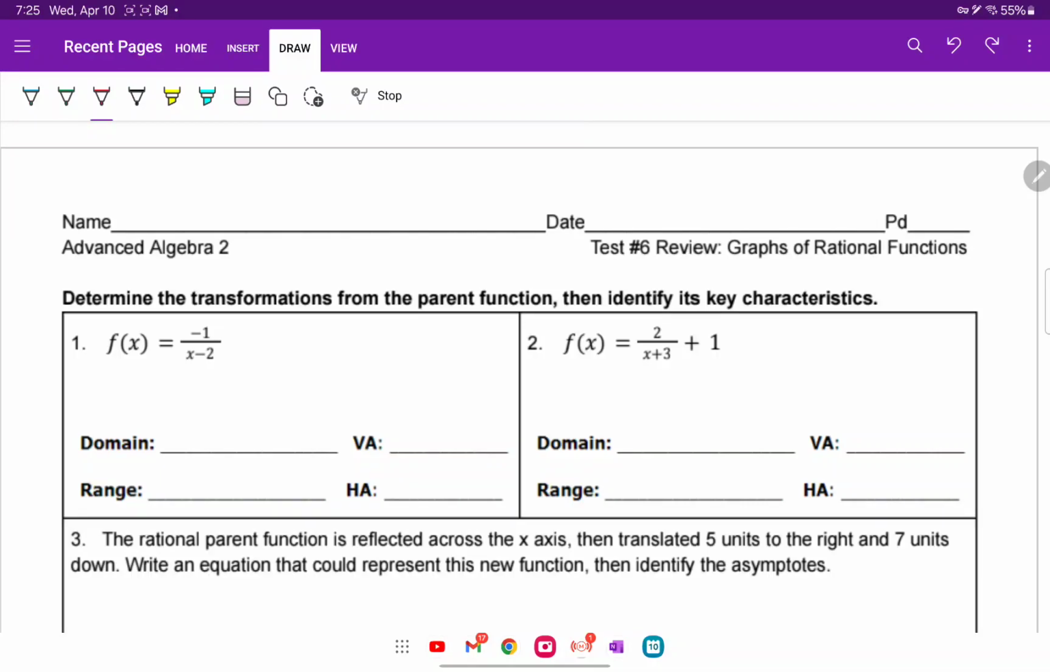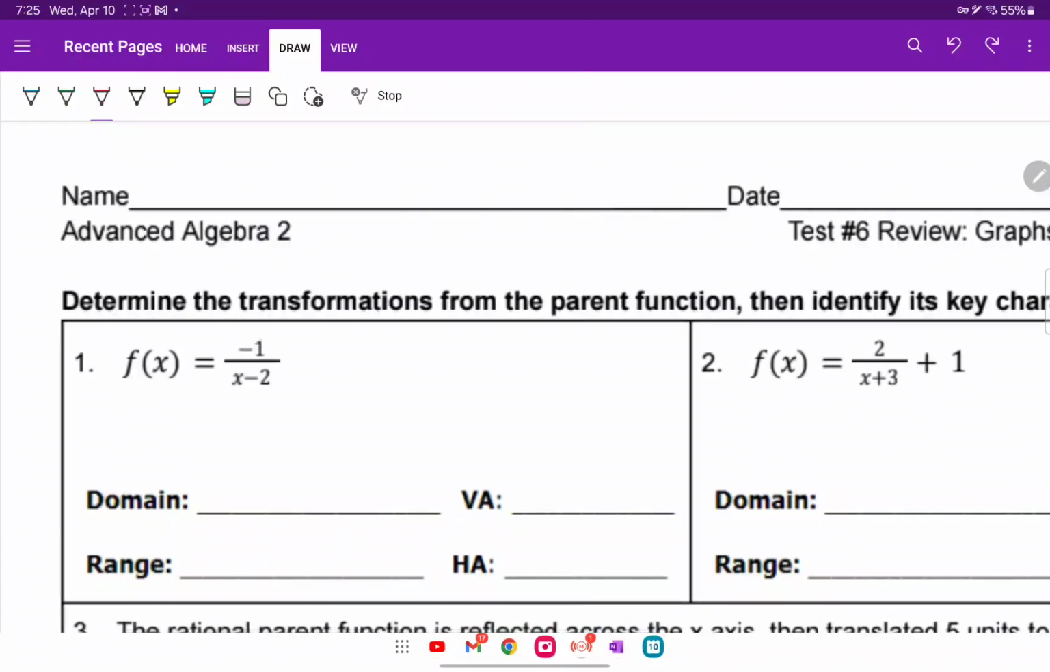All right, so for this one here, what we're first going to remember is the standard form equation, which is going to be y equals a divided by x minus h plus k.